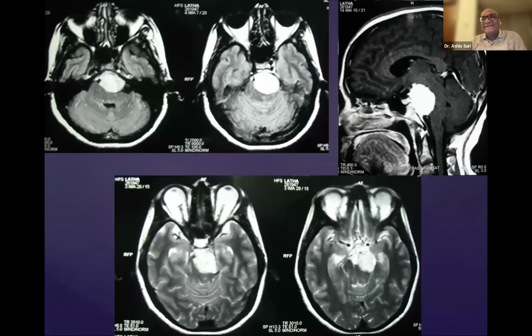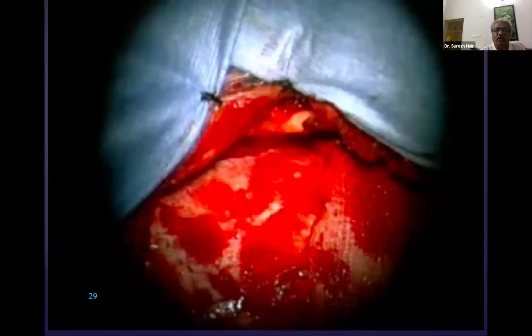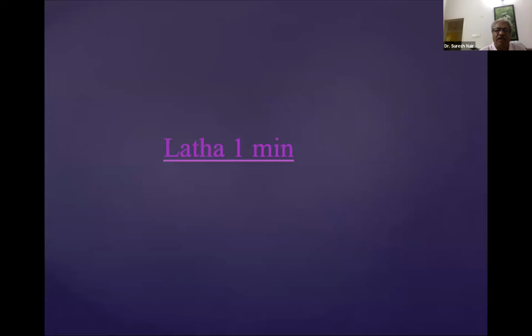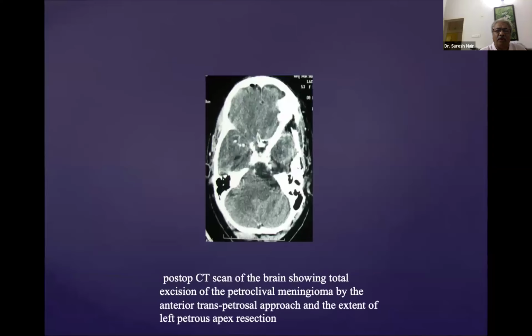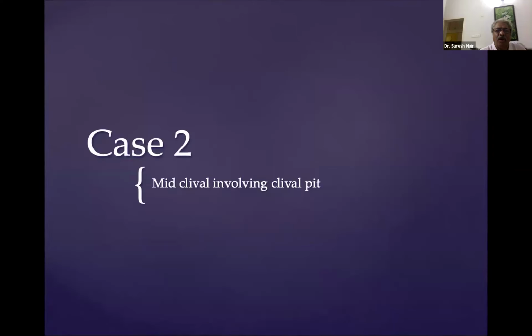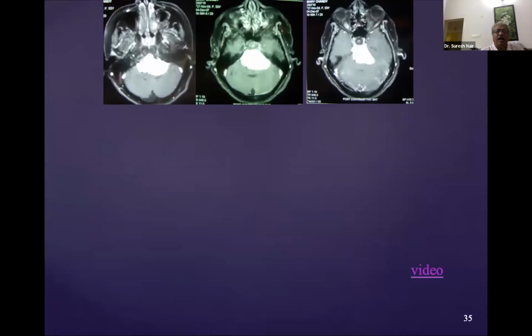Okay, so this one, it's a correct classical petroclival meningioma, which is in the upper area, upper petroclival, for which we did an anterior petrosectomy. I will not show the video. And this is after surgery, the bone removal, the apex has been removed. And this one is involving the mid-clival pit actually. It's a big meningioma, classical petroclival meningioma, but this is involving the mid-clival pit.